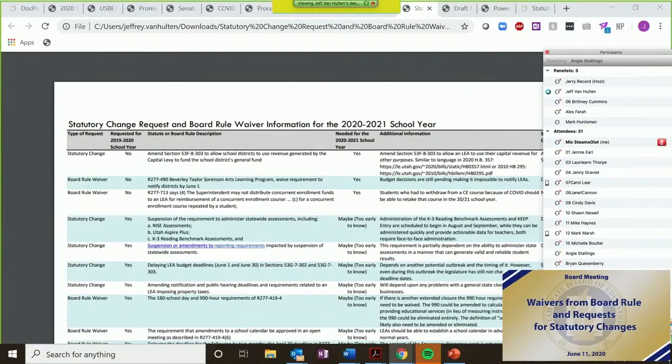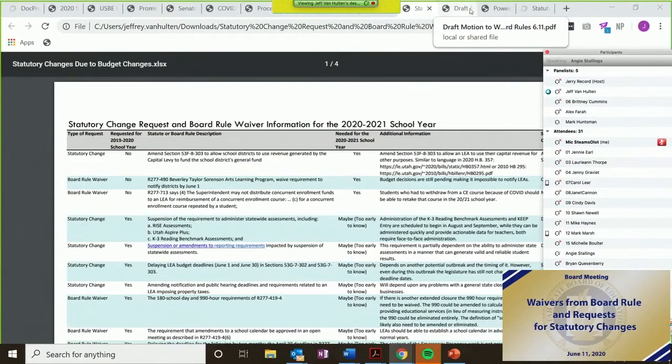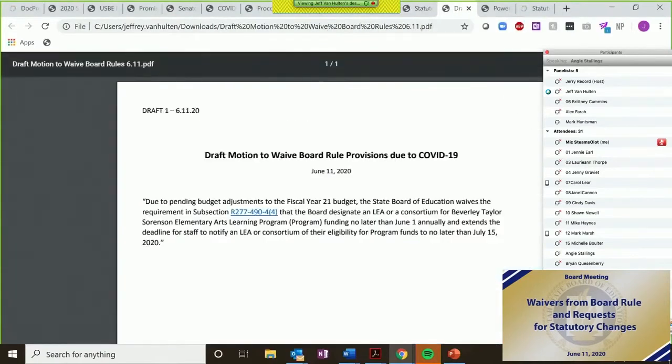Because of the pending budget changes, the Beverly Taylor Sorensen Arts Program is in a unique situation where in the 2019 school year, they had some one-time money that was given. And so they're unsure about how that program might be impacted. So you'll see there's a motion in a moment to request a waiver from that rule to extend that deadline from June 1st to July 15th.